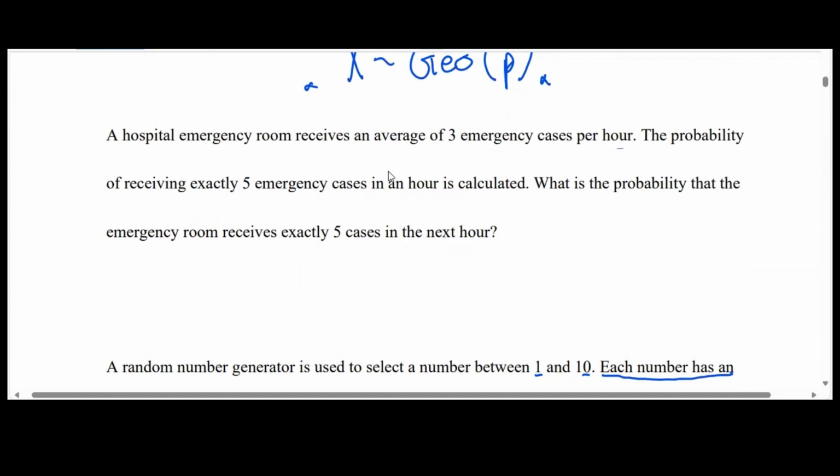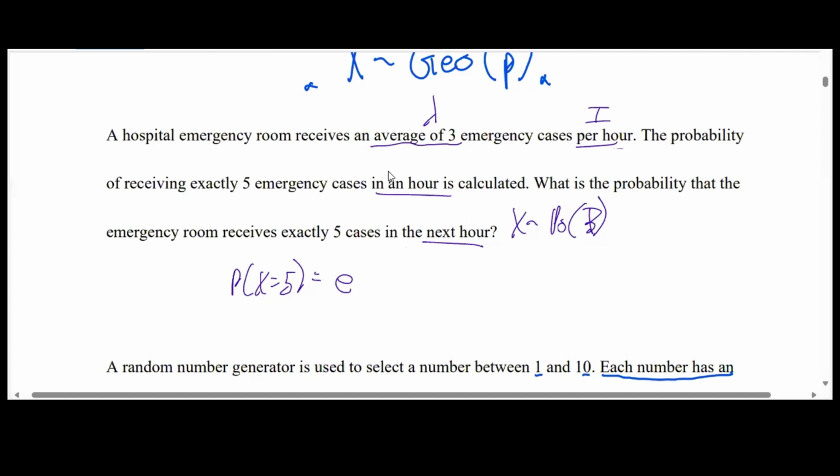So the hospital receives an average of 3, so lambda is 3 per hour. We have the interval, and the probability of exactly 5 emergency cases an hour is calculated. What is the probability that the emergency room receives exactly 5 cases an hour? Interval, interval, interval. And lambda is 3, by the parameter. So what I want is the probability x is equal to 5.